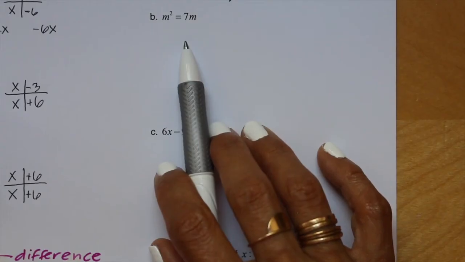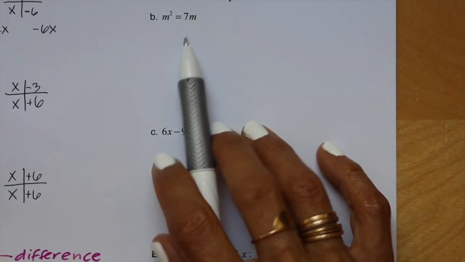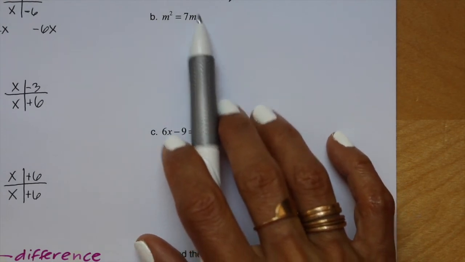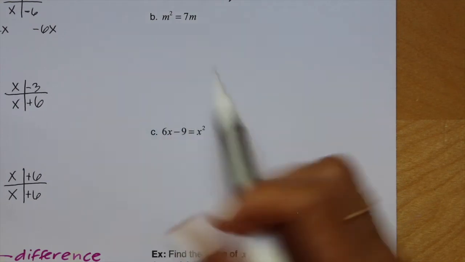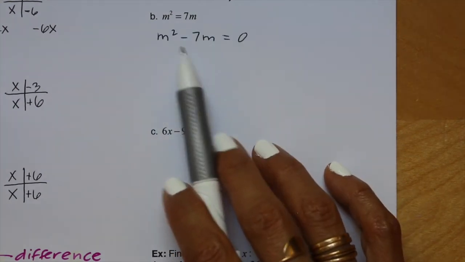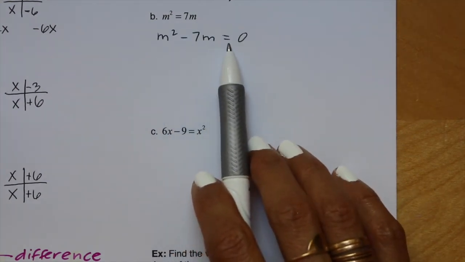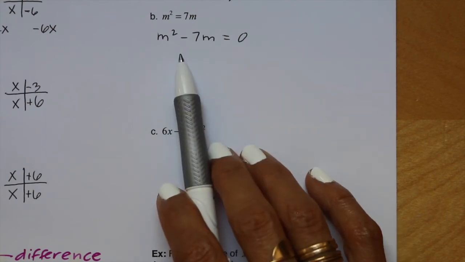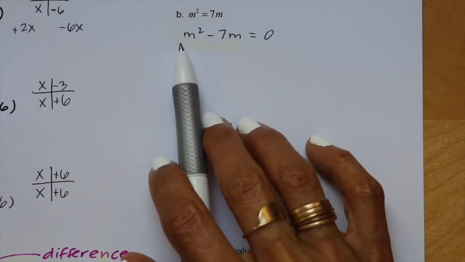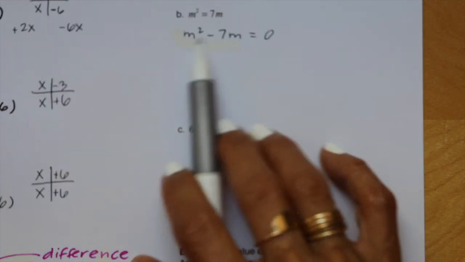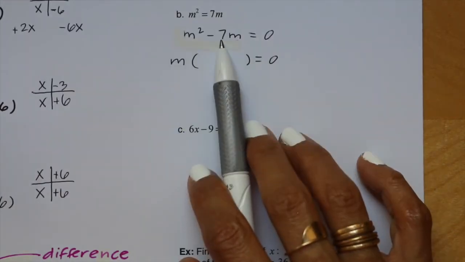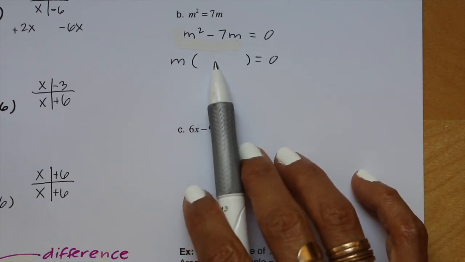For this example, we have m squared equals 7m. We want this equal to 0, so we're going to move this positive 7m to the left side of the equation. So I subtracted the 7m over, so now we have m squared minus 7m equals 0. To factor this, we're going to use a GCF, what is common in both of these terms that we can factor out to the front. And you'll notice that you can factor an m. So when you factor out an m from both of these terms, you're left with m minus 7.